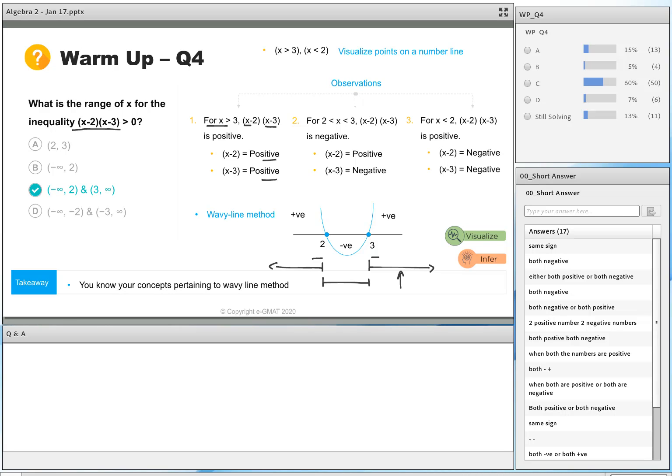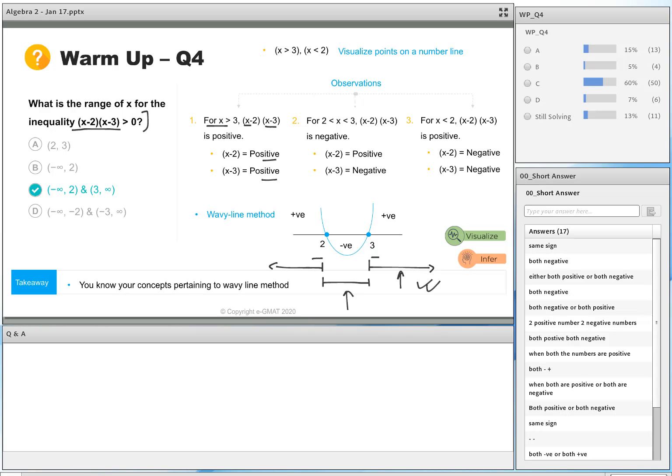And what would happen when we multiply both of these? We get a positive product. So is it in line with the question? Yes, it is. We are getting a positive product. So the region into consideration is a possible region as well. Let's go to the second region, that is from 2 to 3.